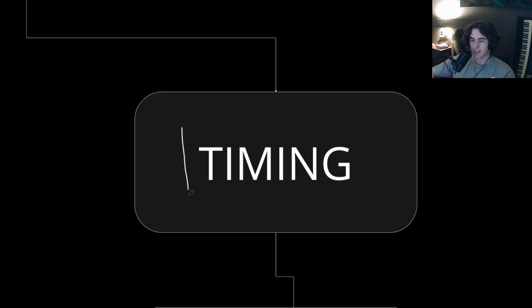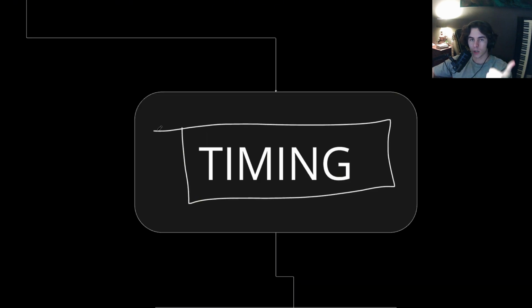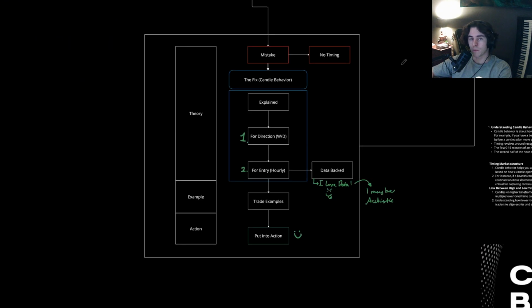So the most important factor will always be timing. It's not what type of trade you take. It's not where you enter that trade. It's when you enter that trade that makes you money. As traders, we are trying to time the markets, which is really difficult. But I found one fix that makes timing easy, and it's called candle behavior.